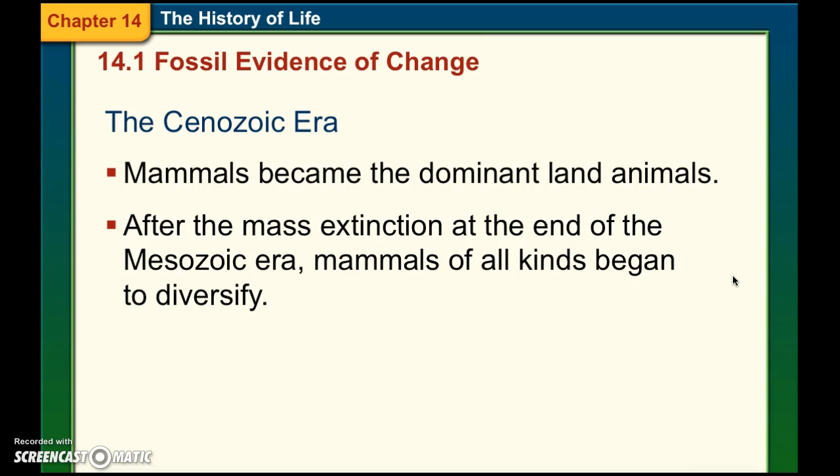The Cenozoic era is basically when mammals became dominant. This is the era that we're in now. And after the mass extinction at the end of the Mesozoic era, mammals of all kinds began to pop up.